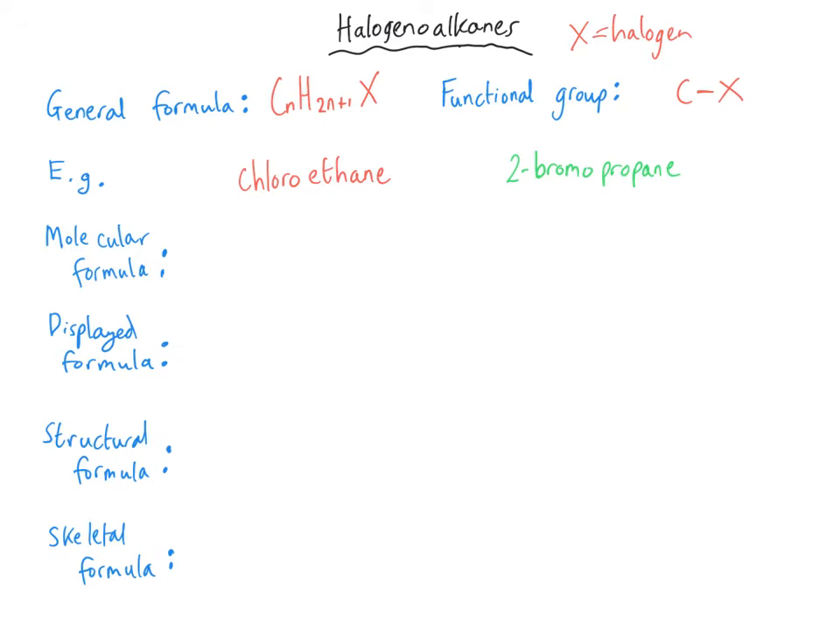Chloroethane is the first example I've got here. So it's ethane, so it's going to have 2 carbons, and it's going to have 5 hydrogens and then the chlorine, and they're going to be arranged in their displayed formula like this.